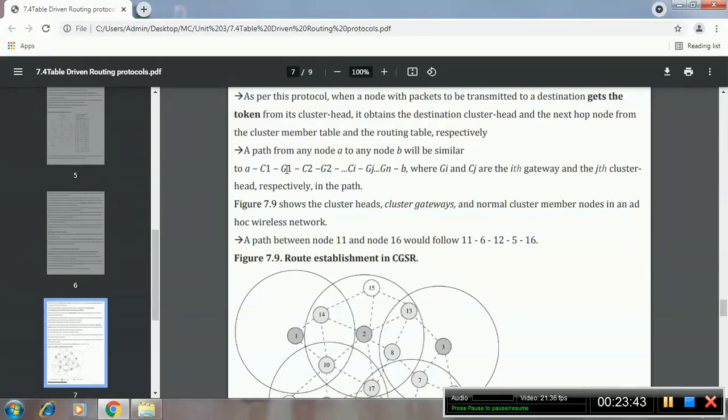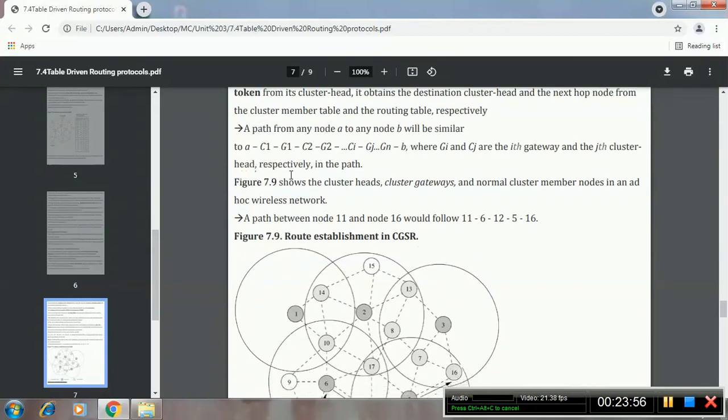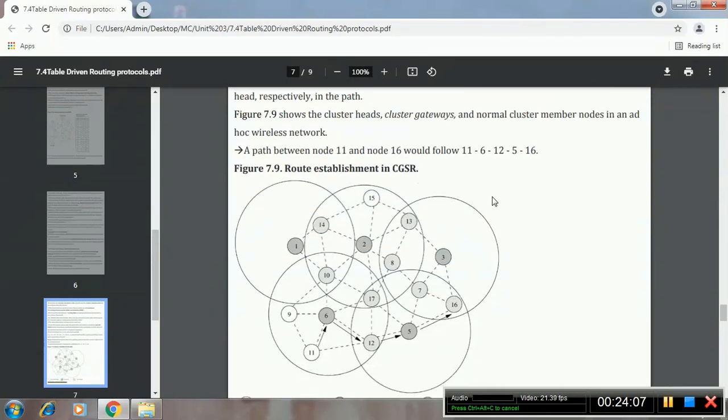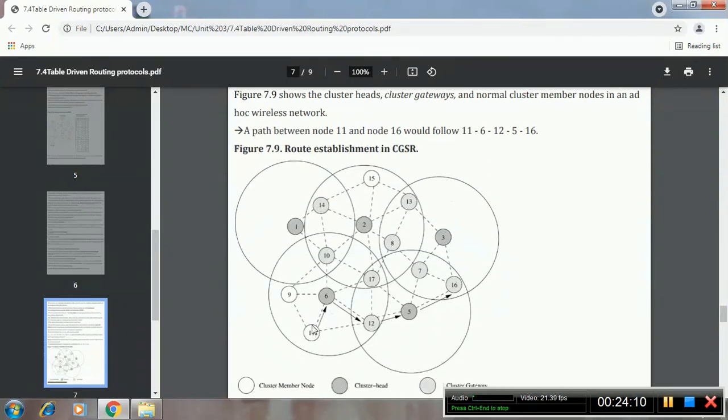A common member node has the authority to communicate with, interact with, or enter both cluster 1 and cluster 2. Such common nodes are called gateways. Here the diagram explains how routing is established for a path between node 11 and node 16. This is how the path will be: 11 to 6, 6 to 12, 12 to 5, 5 to 16.